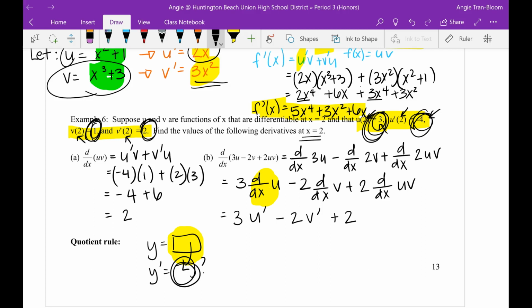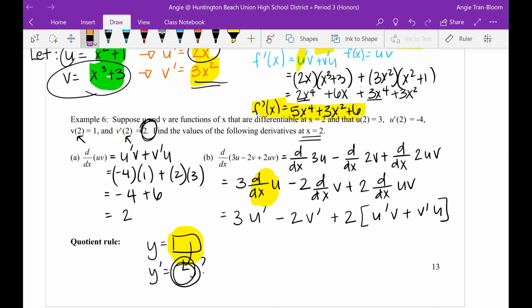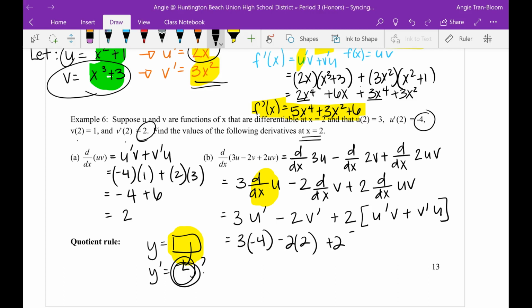Then over here, I would have to use my formula. It's u prime times v plus v prime times u. Then from here, I can plug in all of those things that I was provided up here that I colored in so much, okay? So this is going to be 3 times u prime, which is -4, minus 2 times v prime, which is 2, plus 2 times, in quantity, u prime again is -4 times regular v is 1, plus v prime is 2 times regular u is 3.